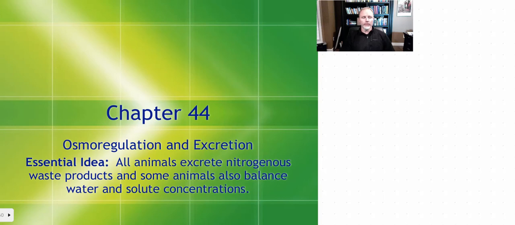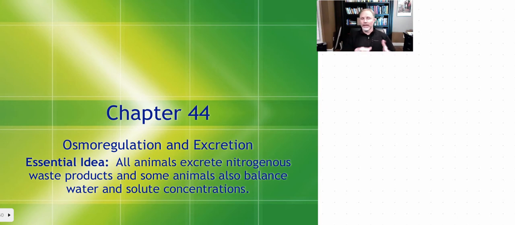Okay, in chapter 44 here, we're going to talk about osmoregulation and excretion. And the main idea is that all animals are going to have to excrete some type of nitrogenous waste product as a result of protein breakdown. And they're also going to have to balance the water according to the needs of their body and the environment and stuff like that.